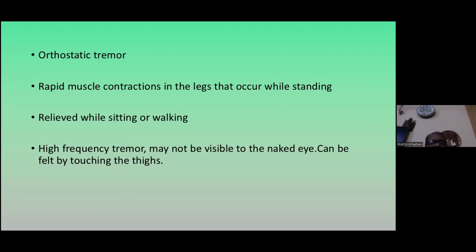And it is a high frequency tremor. It may not be visible to the naked eye, but can be felt by touching the thigh. So the patient says tremor, you make them stand, and you may not see the tremor. Then we may think the patient is faking the tremor, but it is very important to touch the leg to see whether the tremor is felt. It is usually palpable and may not be visibly seen, and that gives a clue that it is an organic tremor, it is orthostatic tremor. Sometimes people put a stethoscope over the muscles of the leg and they can hear the tremor noise in the stethoscope. So there are people who auscultate, people who palpate, to come to a conclusion that it is orthostatic tremor. It is typically relieved by sitting and walking.